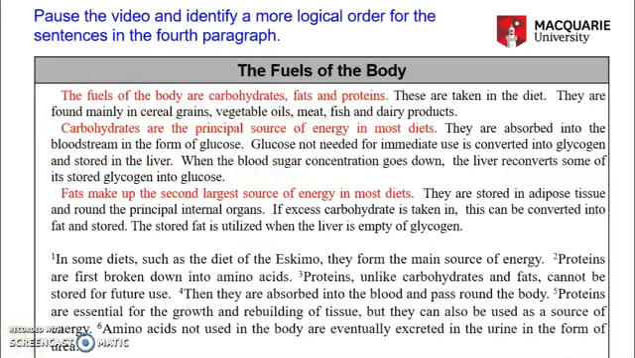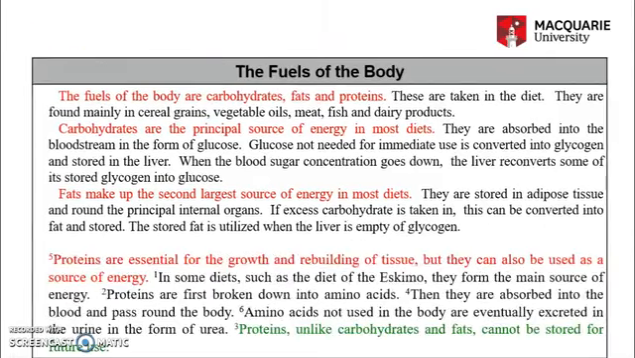Try the activity again with the 4th paragraph, which is on the 3rd fuel, proteins. Pause the video and identify a more logical order for the sentences. Did you get this order?